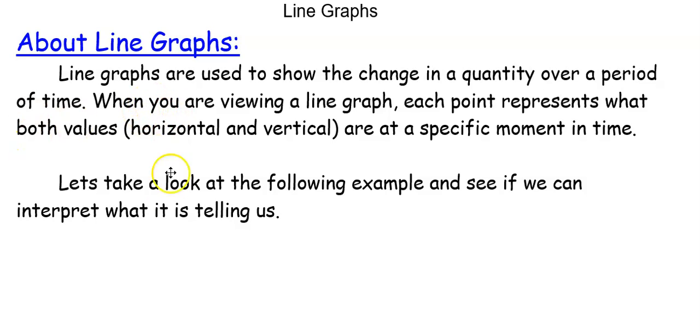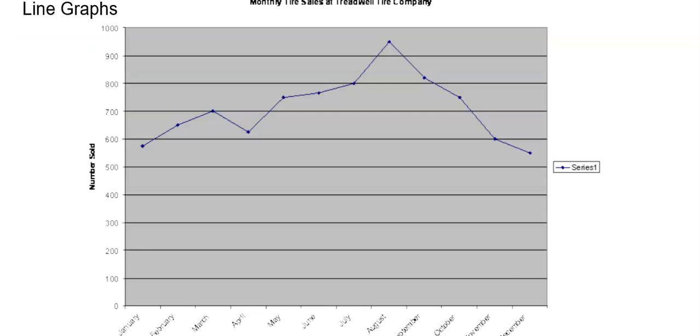So line graphs are used to show the change in quantity over a period of time. When you're viewing a line graph, each point represents what both values, horizontal and vertical, are at a specific moment in time. So let's take a look at some examples.